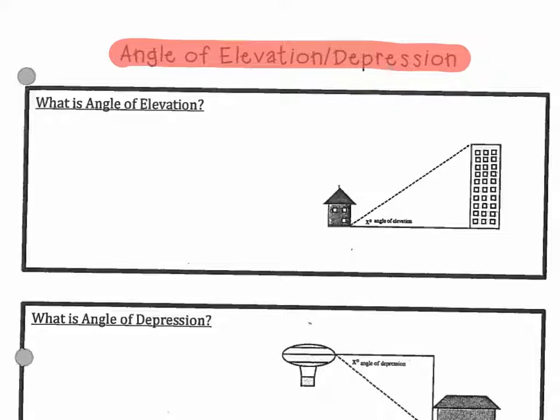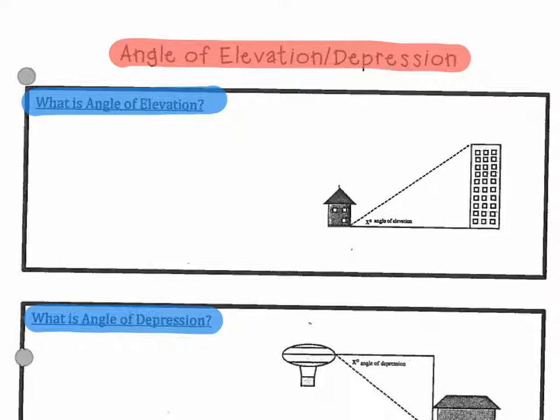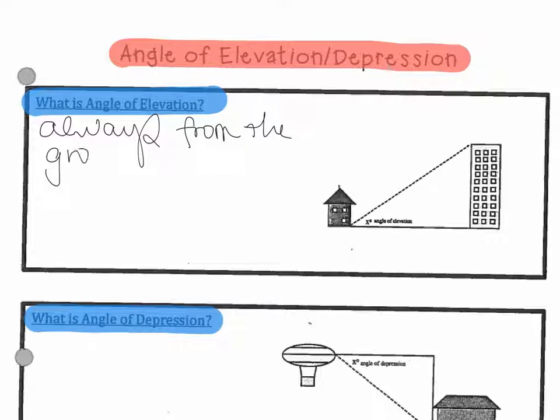So if you go ahead and highlight your title, okay? And then I want you to highlight where it says what is angle of elevation and what is angle of depression. Okay. So angle of elevation is the angle that the ground makes when you look up. So the angle of elevation is always from the ground up. Okay. The angle of elevation is always measured from the ground up.